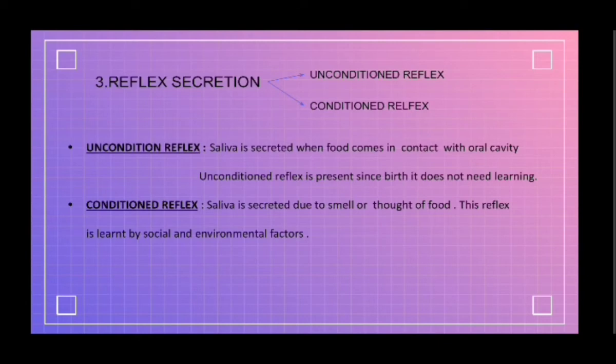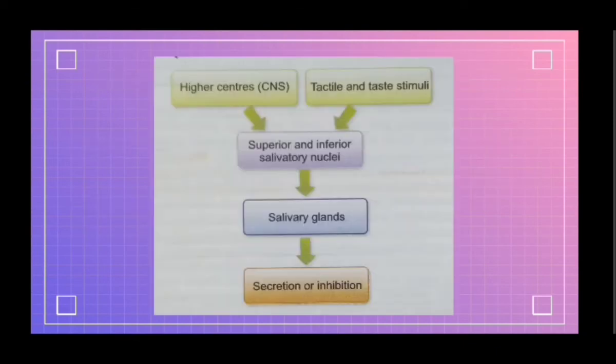In unconditioned reflex, saliva is secreted when food comes in contact with the oral cavity. As unconditioned reflex is present since birth, it does not need learning. Whereas in conditioned reflex, saliva is secreted due to smell or thought of the food. This reflex is learned by social or environmental factors. Like while seeing something we like, our mouth starts to secrete more amount of saliva. It is a kind of conditioned reflex.